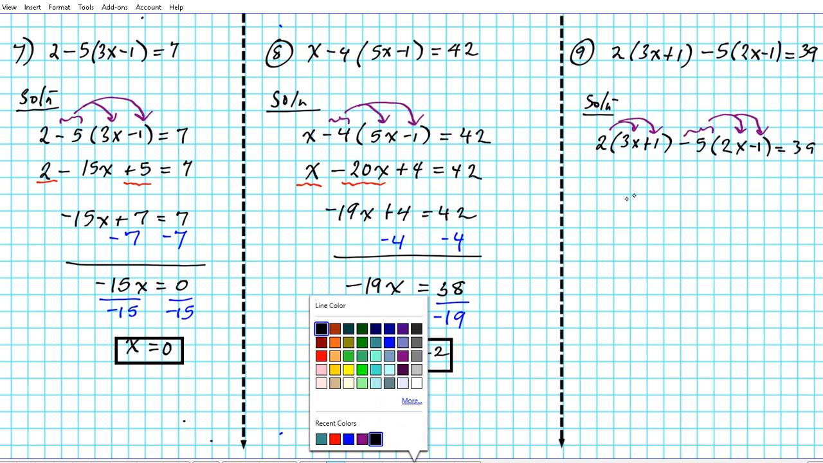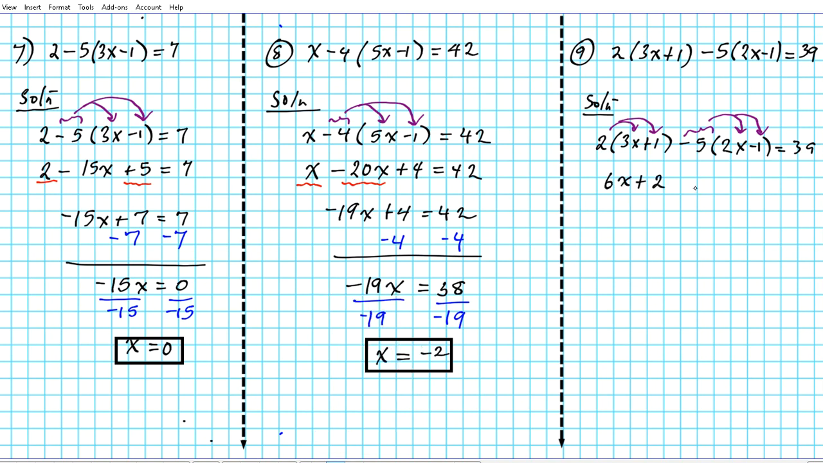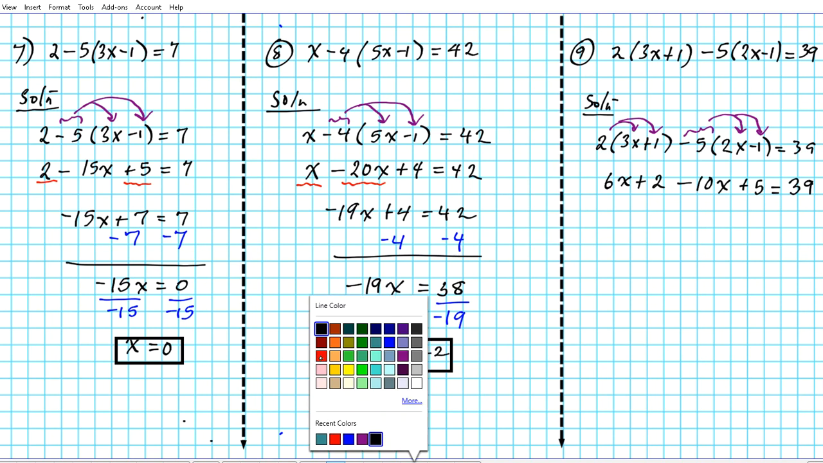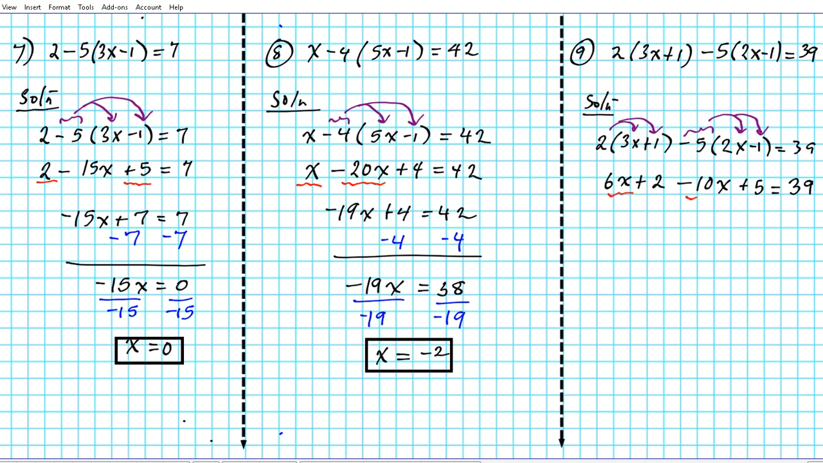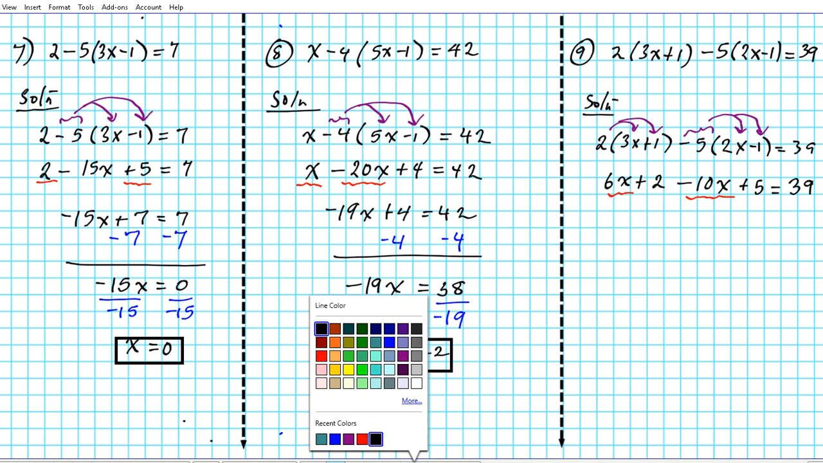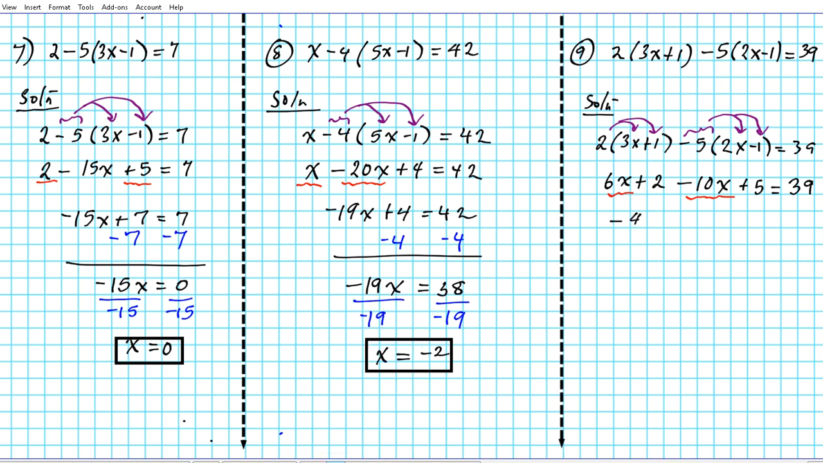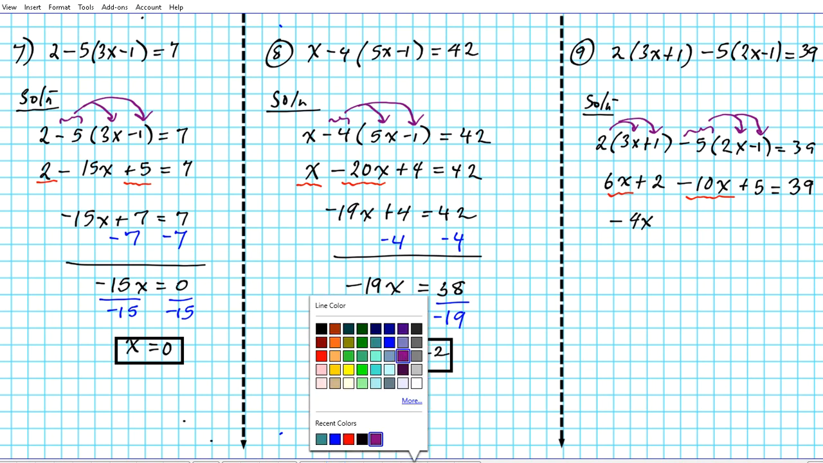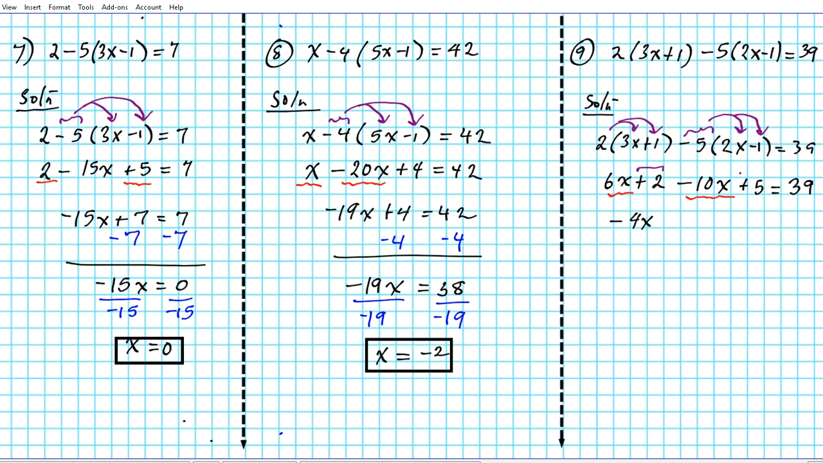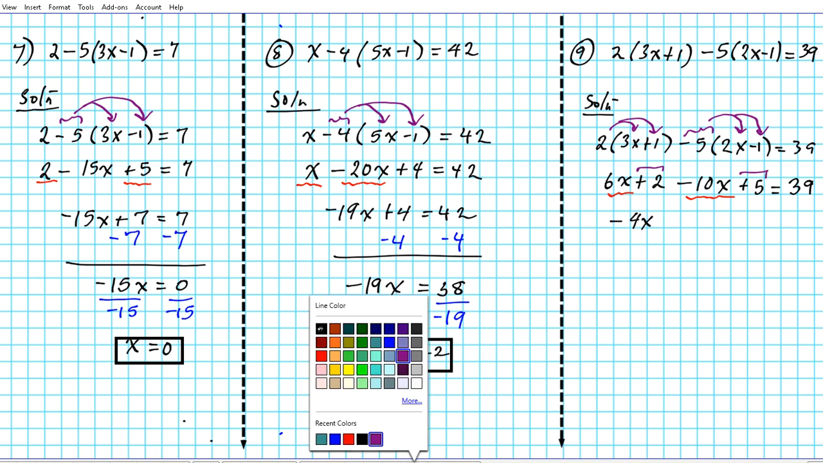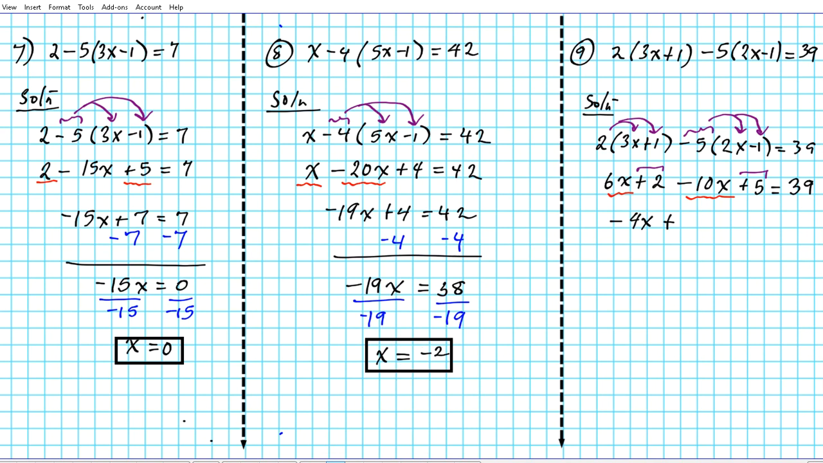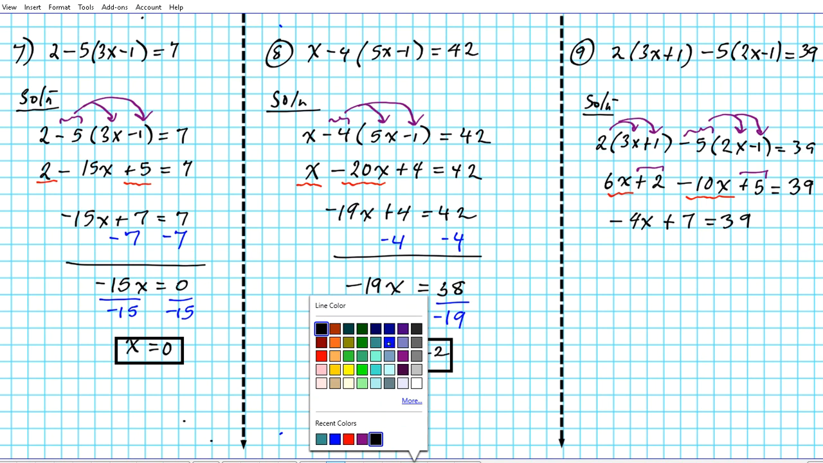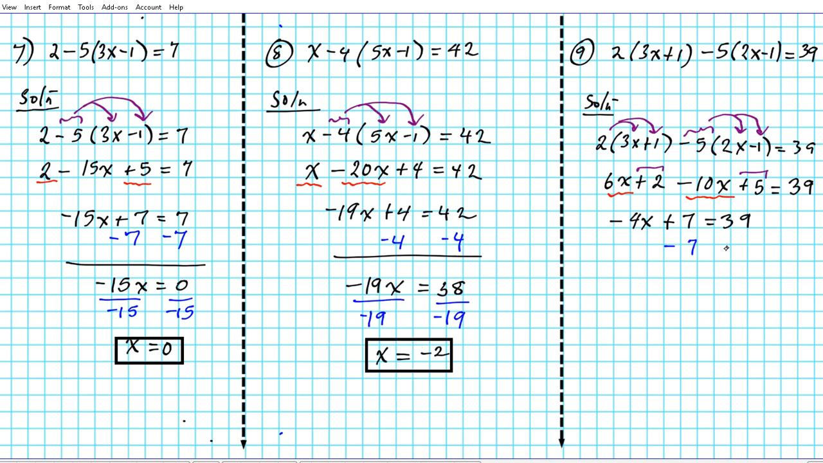And then that gives us 6x plus 2 minus 10x plus 5 equals 39. Combine like terms. As you can see, 6x and negative 10x are like terms because they are first degree terms in the variable x. Combine them together, you get negative 4x. And then positive 2 and positive 5 are constants. Okay, so plus 7 equals 39. To get x by itself, we're going to subtract 7 and divide by negative 4.